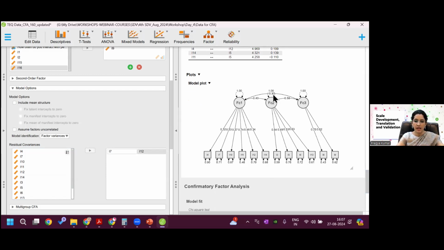In a path diagram, the factor is expressed as a circle and all the items are expressed as squares. Then this is the direction of the arrow which we have seen in the reflective scale. This between factors is the factor covariances. This dashed line is for the factor variances. And these are the errors.